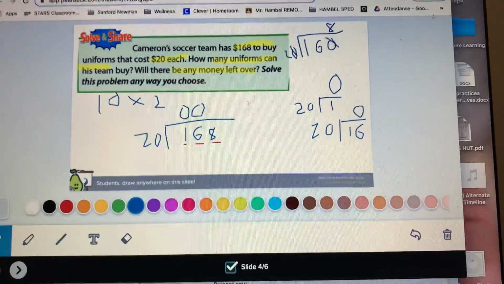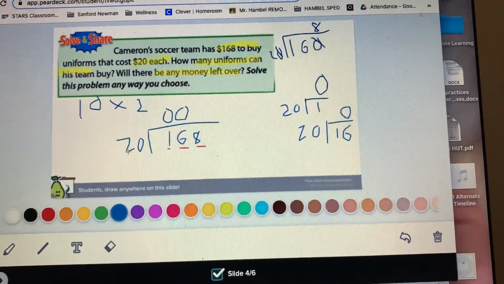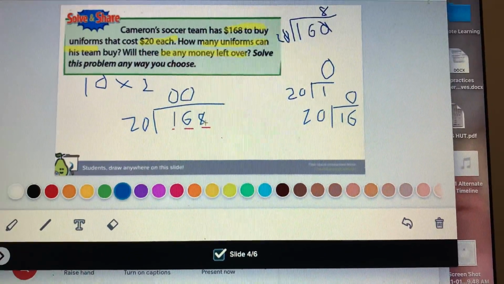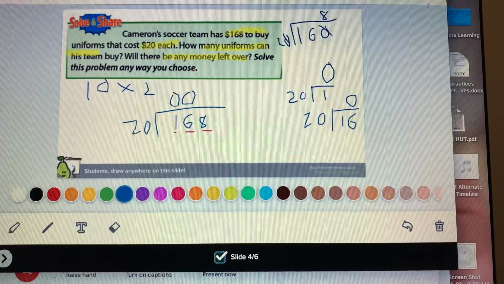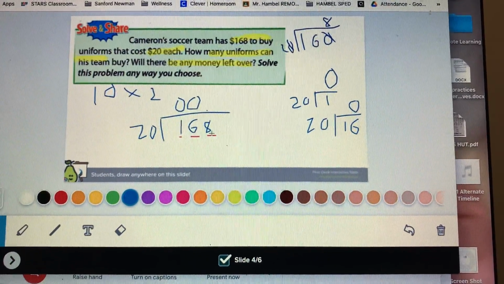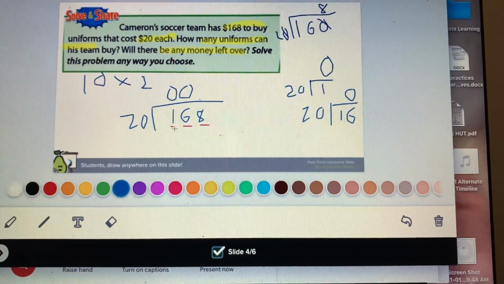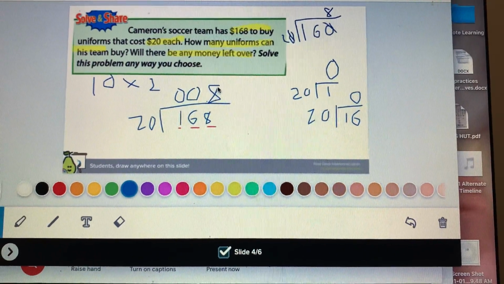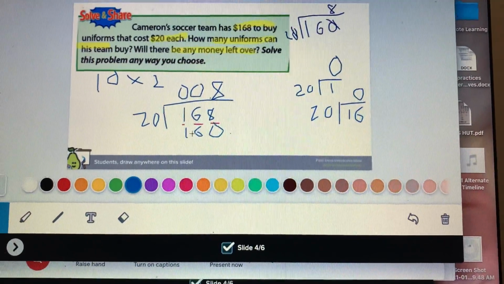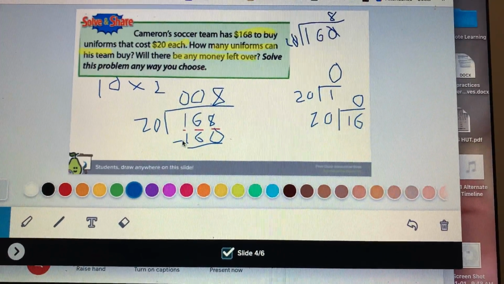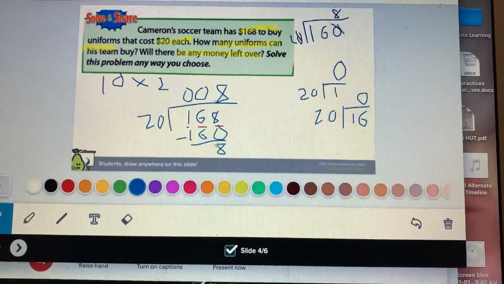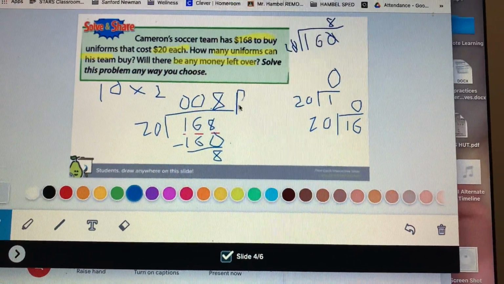Now if you go back to here, I know the number times 20 is not going to get me exactly 168, but it's going to give me a number that's at least close to it without going over it. So I know, before I estimate it, it's about 8. So 160. I subtract. Remember, partial, it's part of it. And my remainder is 8.